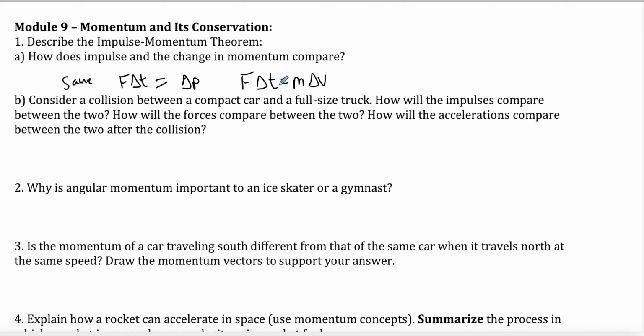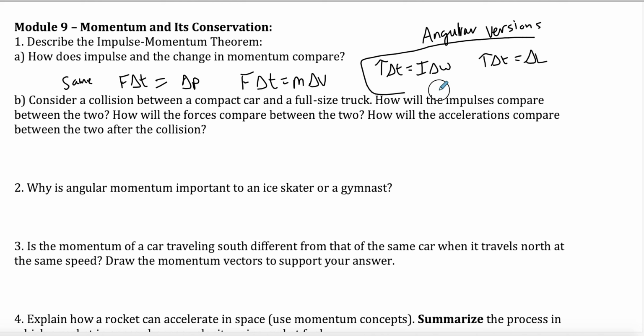We also had the angular versions of these. So we had torque delta T is equal to I delta omega. That was the version using your angular speed. And then the other one was torque delta time is equal to change in L, which is your angular momentum. So these are the angular versions of them. And I will have an equation sheet for you if you need these.